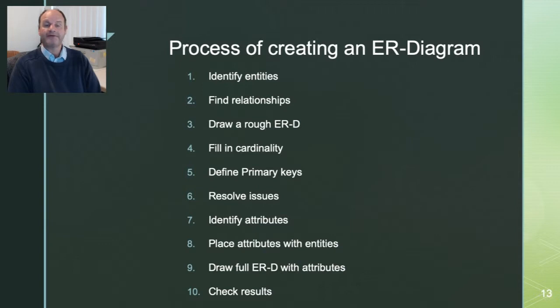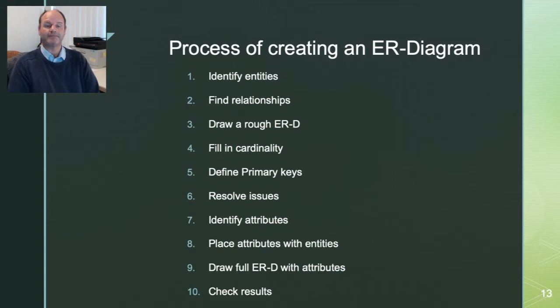Step 4. Fill in the cardinality. At this stage we need to determine what type of relationship we have, i.e. one-to-one, one-to-many, many-to-one or many-to-many. Step 5. Define the primary keys. Here we identify or create a primary key for each of the entities. Step 6. Resolve issues. At this important stage, we need to resolve those many-to-many relationships and turn them into one-to-many relationships.